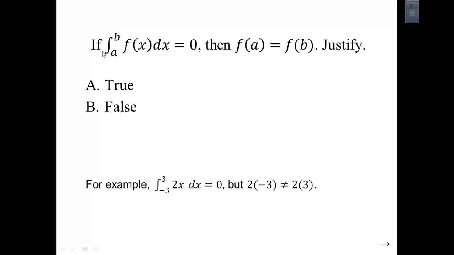You can have integrals that are equal to 0, but it doesn't mean that these two things have to be equal. The only time that those two things are going to be equal, well, sorry, no, it's not the only time, but one of the few times is where you would have to have area above and area below for it to be equal to 0, or it would have to be a horizontal line at 0. So false.